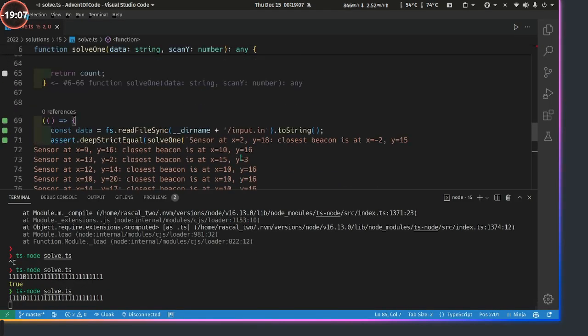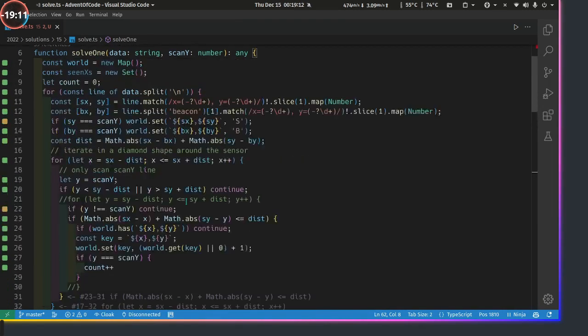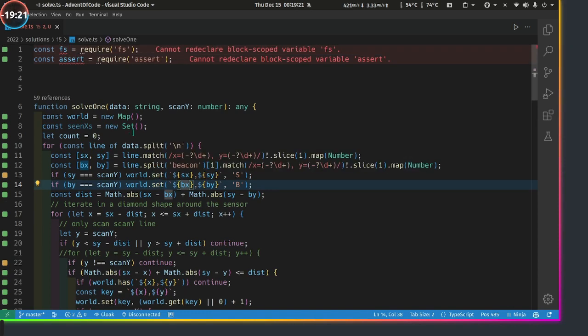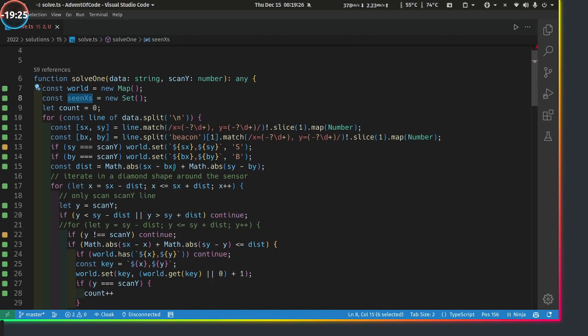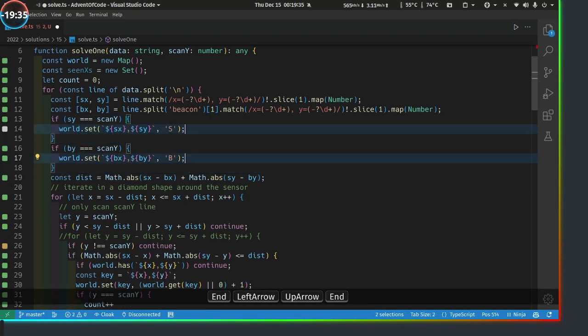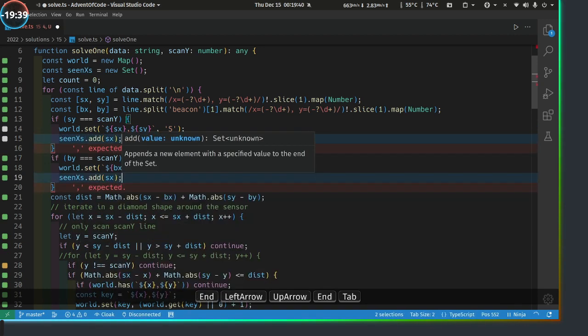Okay, first one ran pretty quick, so now I'm just thinking of more optimizations. How much more optimized do I have to be? Okay, I'm only touching the world on this coordinate, right? So maybe I can drop the world down to a set. Seen Xs, right? Because Y is always the same, then I can use seen Xs. Put your curlies there. seenXs.add SX or BX.